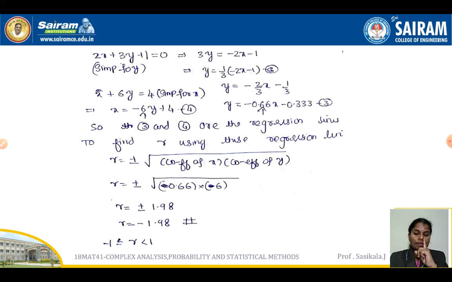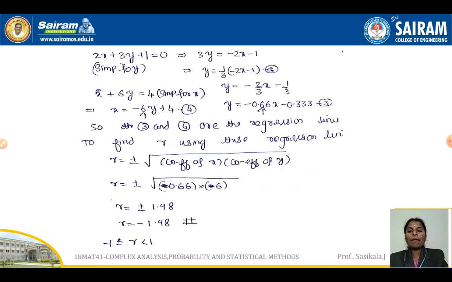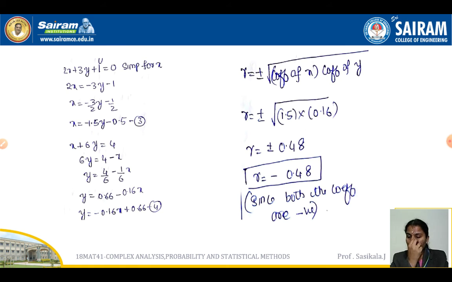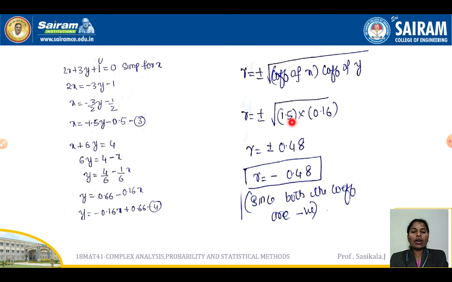Is it correct? No. Why? Because the correlation must be between minus 1 and plus 1. What do you have to do? We are going to interchange the equations: the first equation will be taken as x on y, and the second as y on x. So interchange the equations, and your coefficients of x and y will change. Previously we got 0.66 into 6. So now we got 1.5 into 0.6.